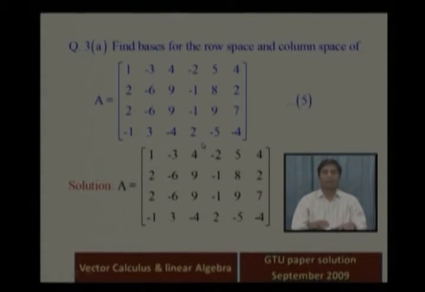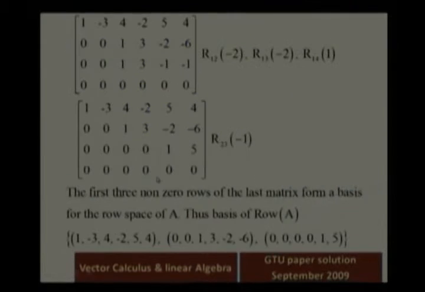First we want to find the basis for the row space and column space of the given matrix, right? So here is the same matrix. First of all, we have to convert this matrix into row echelon form, right? So this is our leading entry. Below that leading entry, we want to make 0 in the first column. So we have to multiply the first row with minus 2 and add it to the second row. That is our first process.